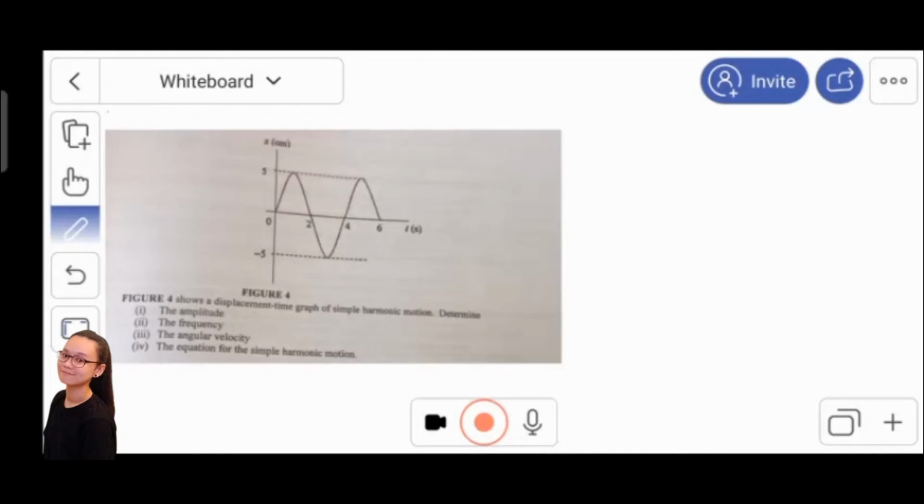Let's continue with the last example question. Figure 4 shows a displacement against time graph of simple harmonic motion. Determine the amplitude, frequency, angular velocity, and the equation for the simple harmonic motion. So for the first, the amplitude is obviously right here.